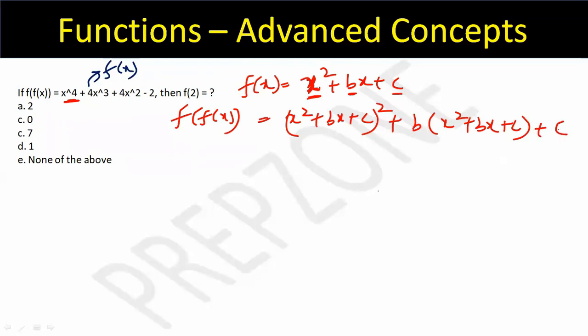After solving this, now let's solve this slightly further. A plus B plus C whole square is A square plus B square plus C square plus 2AB plus 2BC plus 2CA. This is the identity that is given.